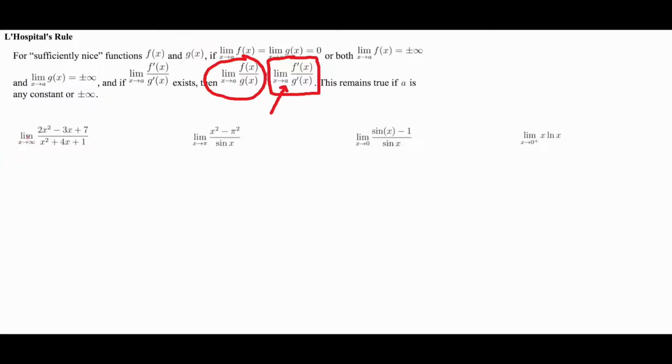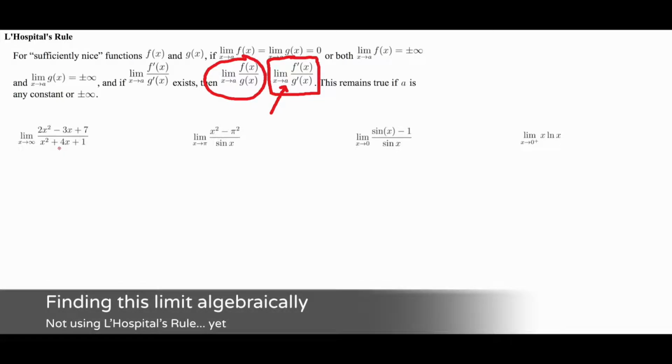Okay, so for this first one, it says the limit as x goes to infinity of this function divided by another function. These would be considered sufficiently nice functions to use L'Hopital's rule with. Basically, you could actually solve this using the stuff that we covered in the limit unit, where since x is going to infinity, you can ignore those constants because they're meaningless in the grand scheme of things if we just directly plugged in infinity.